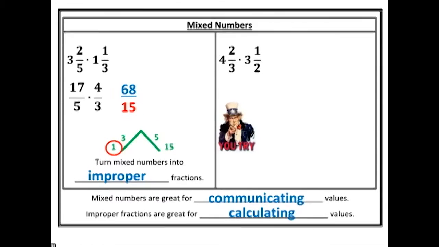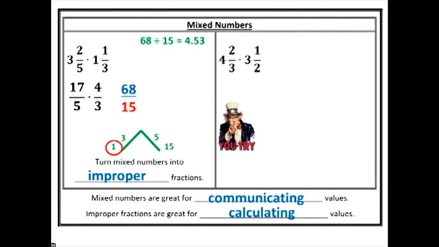68 divided by 15 gives me a decimal. 68 divided by 5, decimal. 68 divided by 3, decimal. 68 divided by 1 is the only factor that works, which by definition of the simplified form, we're done. However, it's an improper fraction, so I'm going to divide 68 by 15. I get a decimal. I get 4.53.